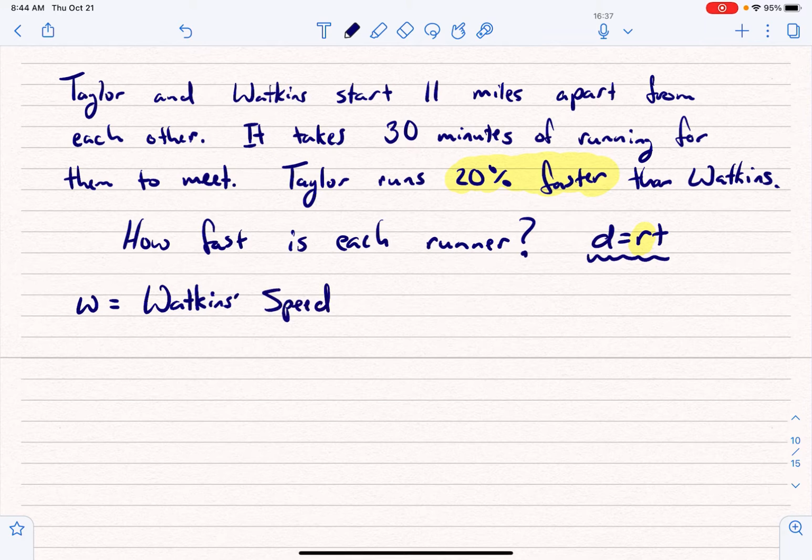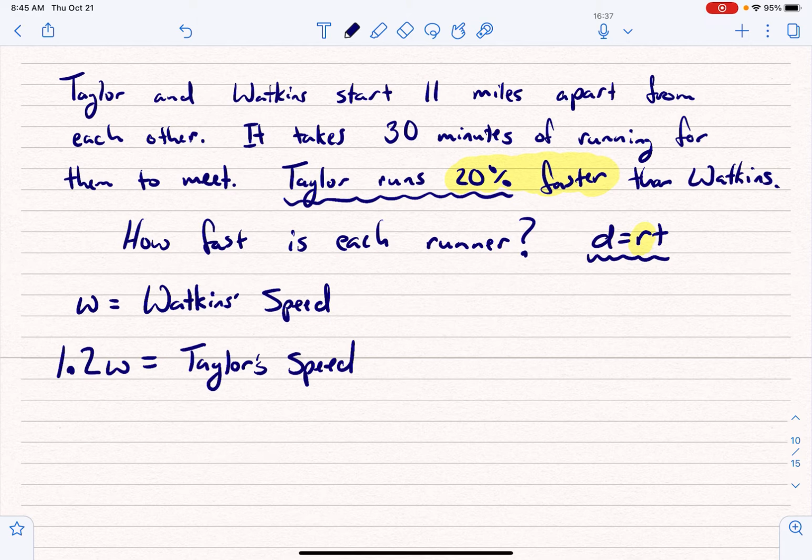Then you go, well, Taylor runs 20% faster. Okay, if I was going 100 miles per hour and she was going 20% faster, that would mean she's doing 120. Now, obviously, we're not running if we were driving or something, but that shows you the relationship there. So I know that I have to multiply mine by 1.2. That's like 120%. She's doing all of what I'm doing, that's 100%, and 20% more. That's the 120%. So that is Taylor's speed, or Taylor's rate.